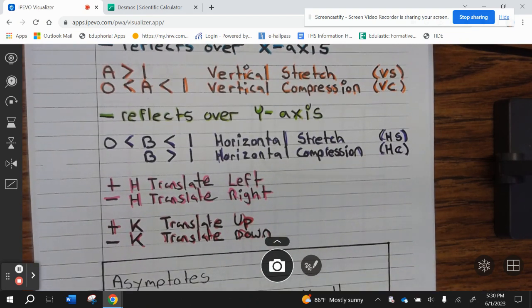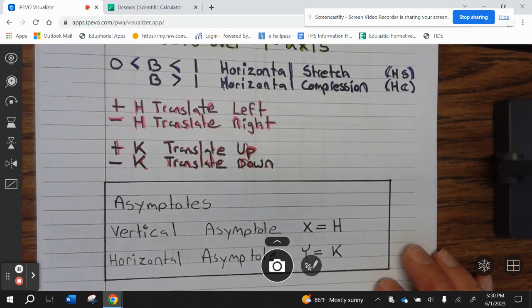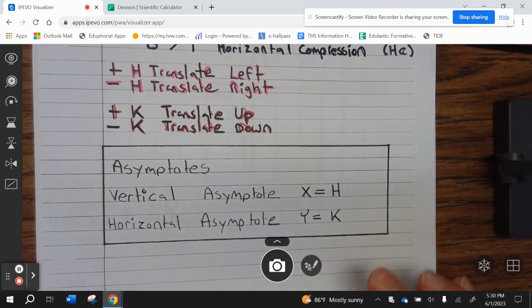If the negative in front of b reflects over the y-axis. When b is greater than 0 but less than 1, it's a horizontal stretch. When b is greater than 1, it's a horizontal compression. When it's plus h, it translates left. When it's minus h, it translates right. When it's plus k, it translates up. When it's minus k, it translates down. The asymptotes: the vertical asymptote is x equals h, and the horizontal asymptote is y equals k.